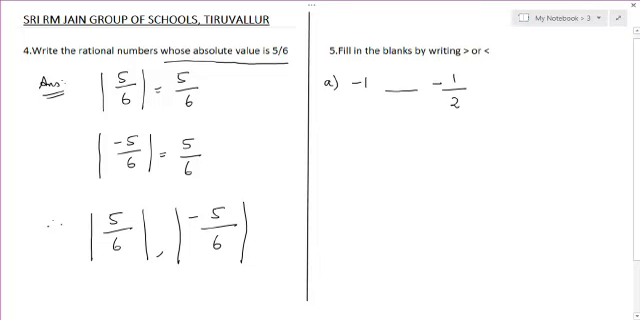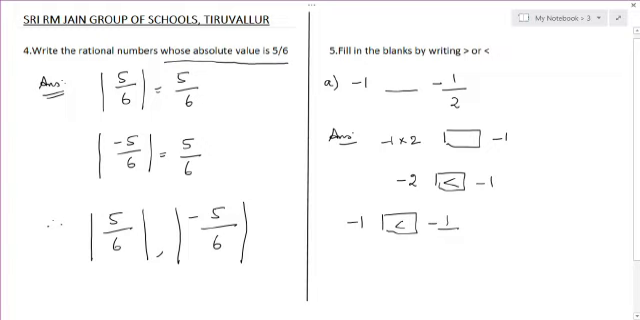So just cross multiply: minus 1 into 2, put a box, and minus 1. Minus 1 into 2 is minus 2, and minus 1. So among two negative numbers, you have learnt in integers that the smallest number is the greatest one. So minus 2 is less than minus 1. So minus 1 is lesser than minus 1 by 2. Next, we'll go for the next sum.